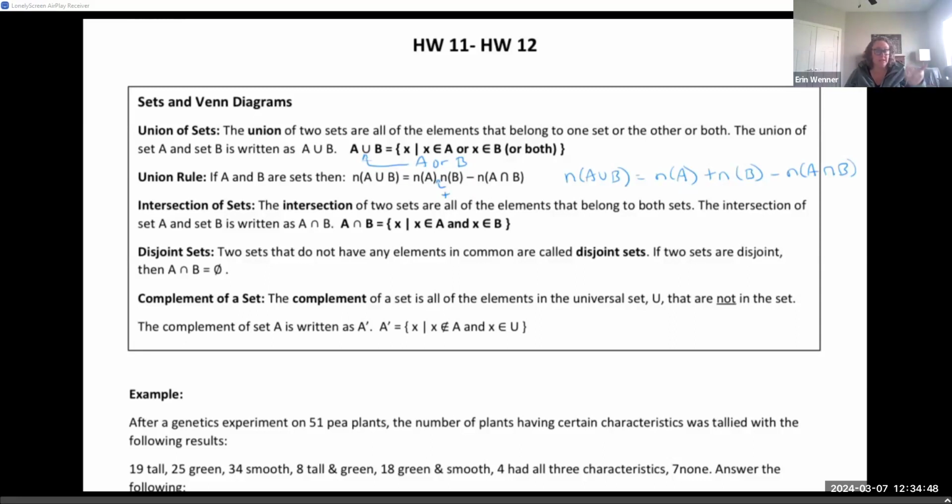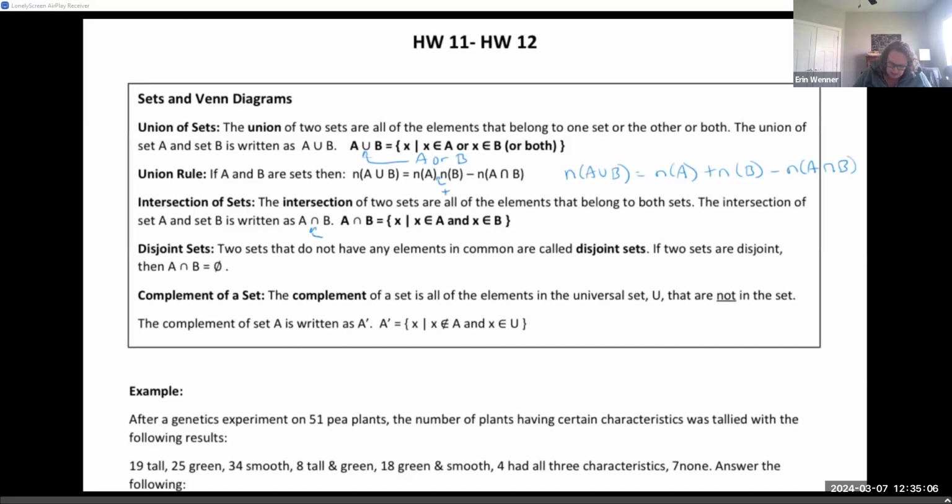So as I said, the intersect is where two sets overlap, and it's the elements that belong to both sets. It uses that upside down U, the arch, however you want to say it. And again, this is saying A and B, meaning it has to be true of both of them.